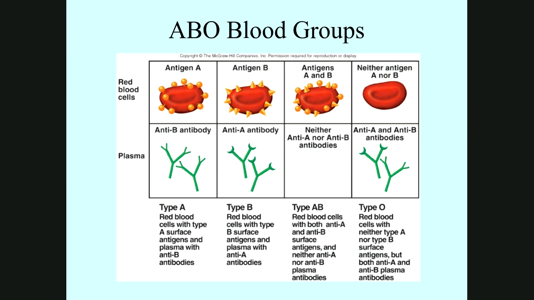Type AB cells have both antigens on their surface, A and B. They cannot have antibody A or antibody B circulating in their plasma. Type O has no antigen on its surface, and therefore they have anti-A and anti-B antibodies circulating in their plasma.